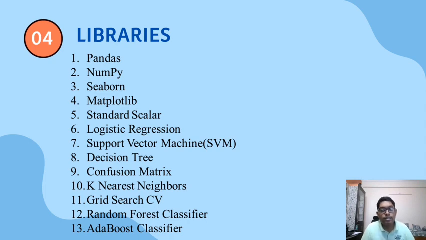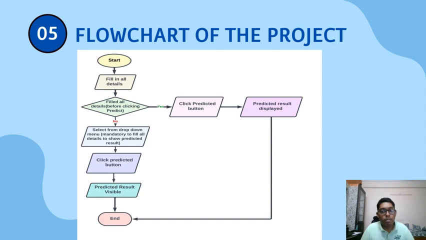Coming to the flowchart of the project, first we open the web app and fill in all the details. After filling in the details, you click the predict button and it shows the predicted result value, whether the person has heart disease or not. It is mandatory to fill in all the details to show the predicted result. Then you click the predict button, and it shows the final predicted result value, whether that person is in danger of heart disease or not.